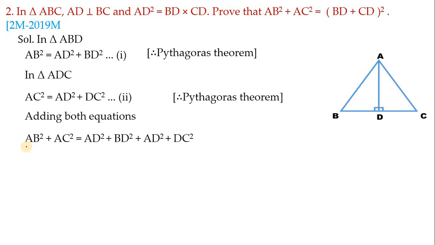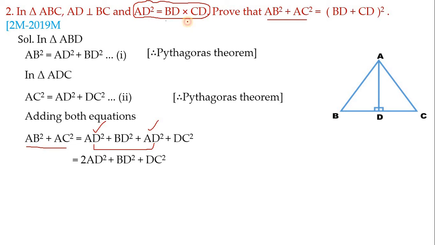Next, don't touch the left hand side, because on the left hand side what we wanted to get, that we already got. So in the right hand side, look at these two terms. These two are like terms. 1AD square plus 1AD square will become 2AD square. Next, look at the problem. In the problem here, AD square value is given. What is the value of AD square here? BD into CD. So here, in this place, substitute that value. So we'll get here BD into CD.